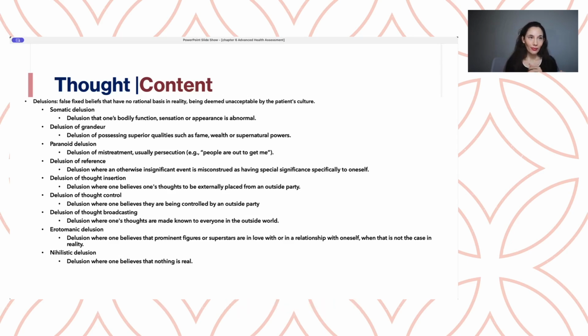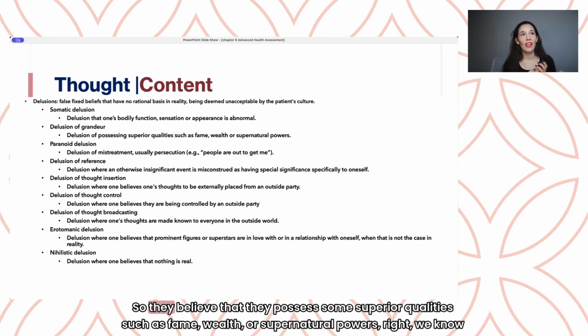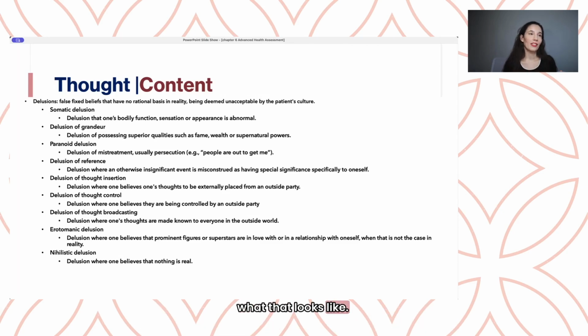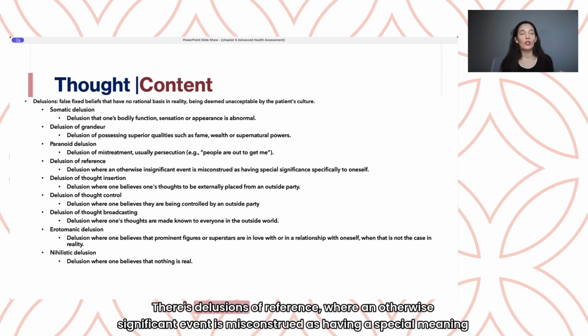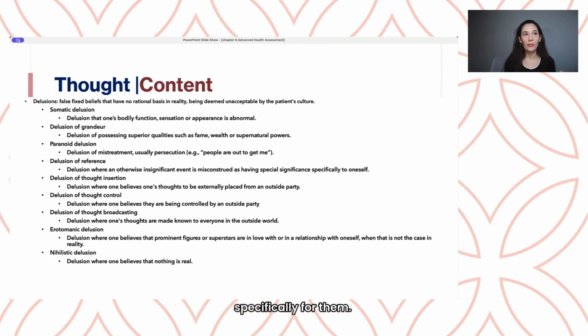Somatic delusion. Delusions of grandeur. So they believe that they possess some superior qualities such as fame, wealth, or supernatural powers, right? We know what that looks like. A paranoid delusion. So they believe they are being mistreated, usually persecuted. So like thinking people are out to get them. There's delusions of reference, where an otherwise significant event is misconstrued as having a special meaning specifically for them.